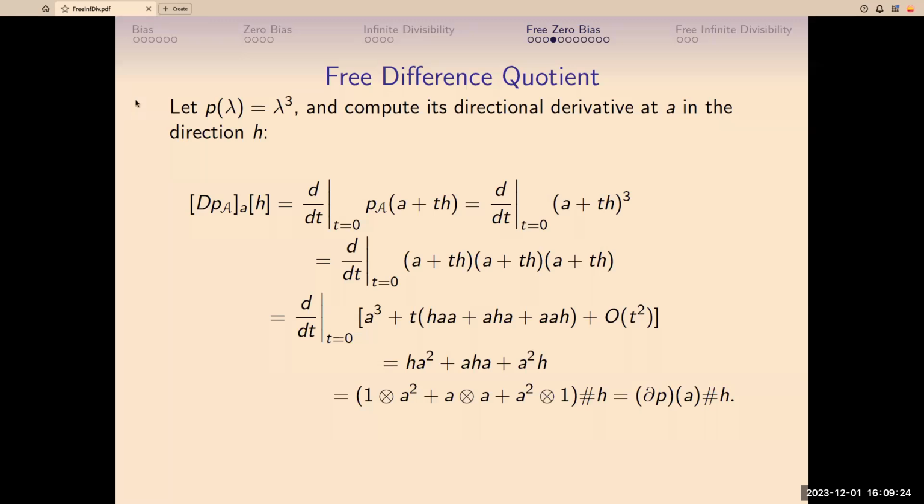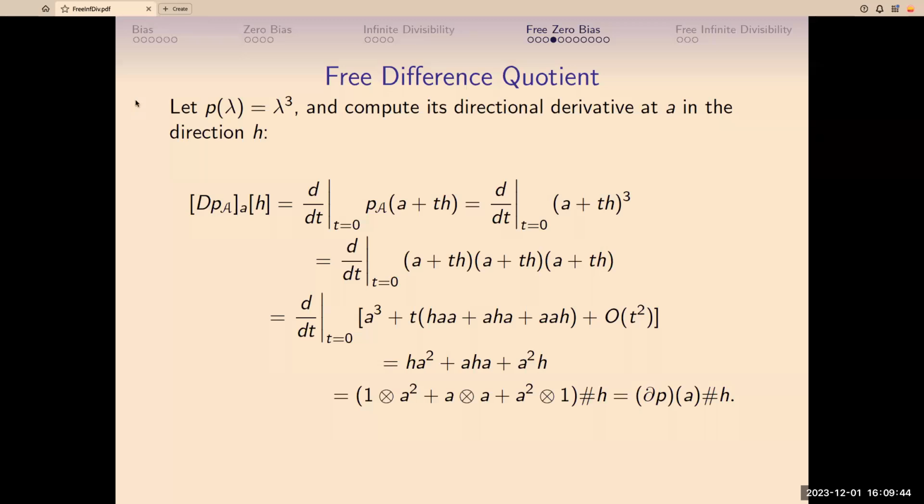This is the classic way you get a directional derivative. In this case, it's just the cube. So you just replace this function by its cube, and you write it out like this, and then things don't commute. So you're going to get HAA, AHA, AH plus other terms. That's how you get the A cubed.